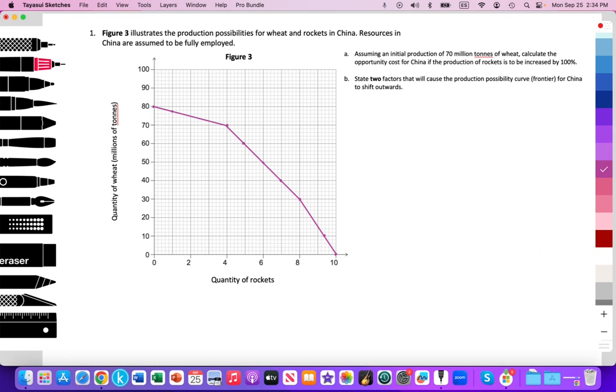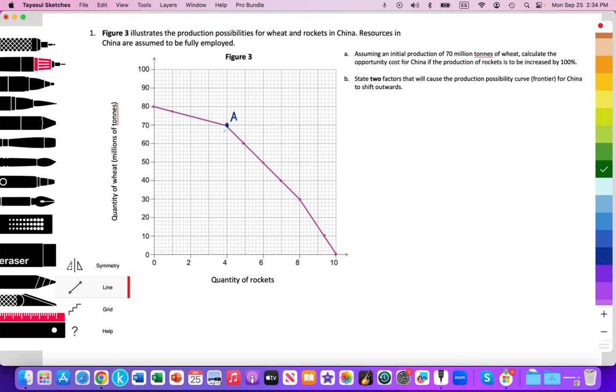So let's look at the initial production point. We have 70 million tons of wheat. So here's 70 million, and that's at this point over here. So I'm going to mark that point. Maybe on the test I'll mark it as point A, just so I can see where my starting point is, and perhaps I can also highlight the level of production of both combinations of goods. So we have 70 million tons of wheat, and we're producing 4 rockets in this case.